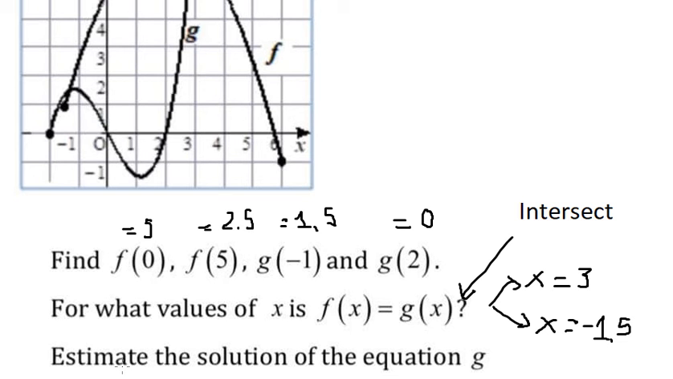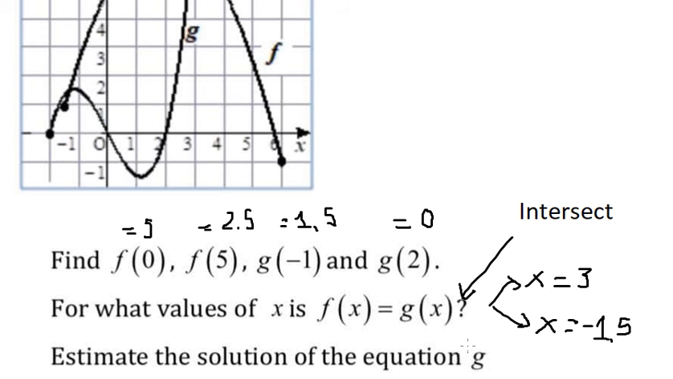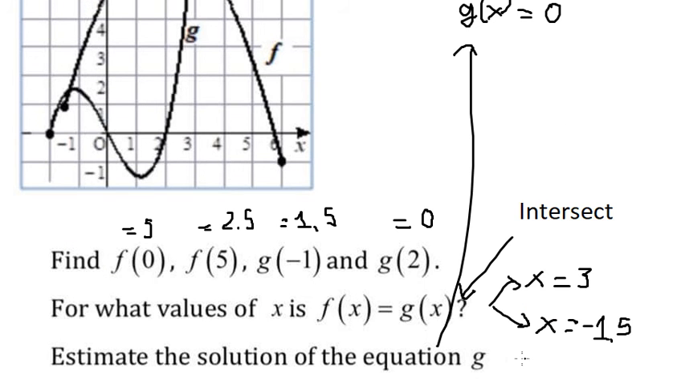Question number 3. Estimate the solutions of the equation of g. Here is g in here. If you want to find the solution, g of s should be equal to 0. So that should be in here, here, and here. If we put s equal to negative 2, 0, and 2, they will make g of s equal to 0. So the answer is about negative 2, 0, and positive 2.